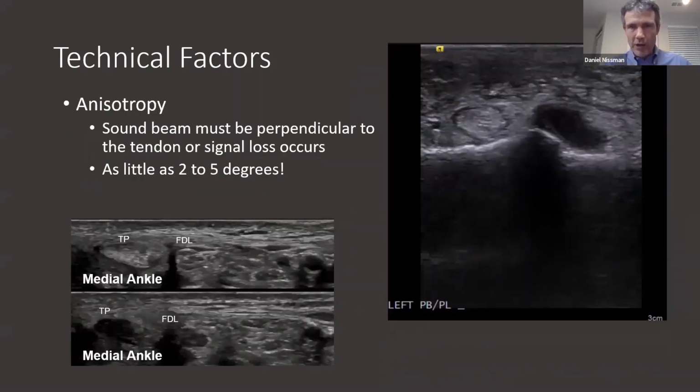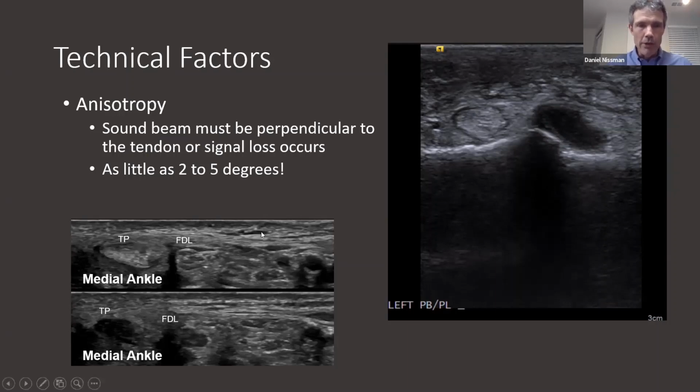All right, so anisotropy is a very important concept in ultrasound, especially for musculoskeletal ultrasound, in that the sound beam must be exactly perpendicular to the tendon or ligament, or signal loss occurs. It can be off by as little as 2 to 5 degrees, which is not a lot.